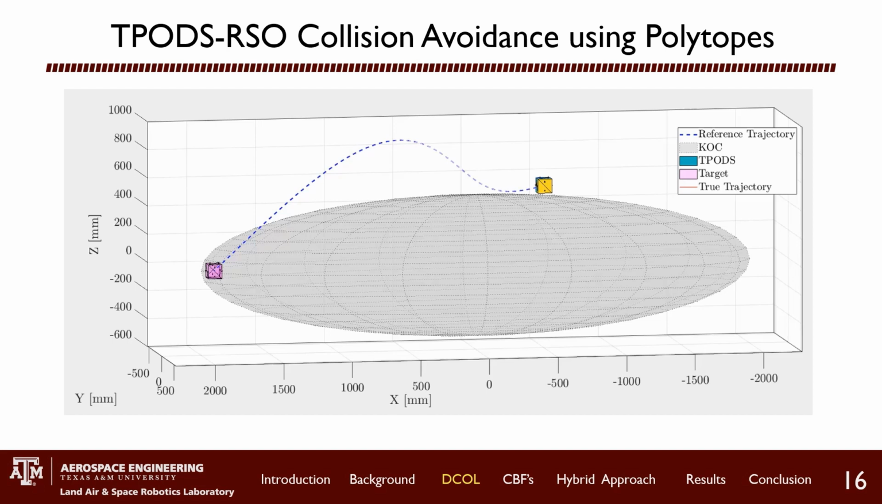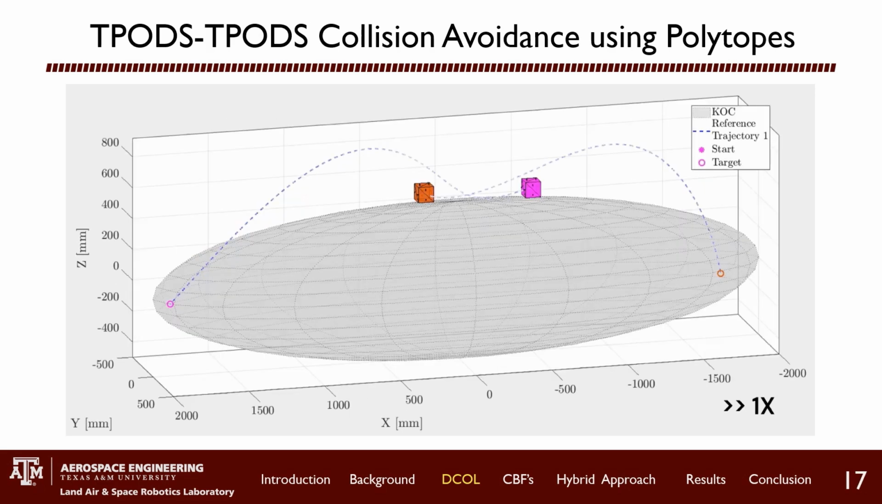Now we have applied this collision avoidance approach for a full 3D scenario. Again, we have the KOC with the ellipsoidal constraint, and then we have a reference trajectory where there are possibilities of collision with the RSO. So with this framework, you can see the initial deviation to maintain the separation distance. After that, it follows the reference trajectory, and then at some point, again, there is a deviation to maintain the inflation factor.